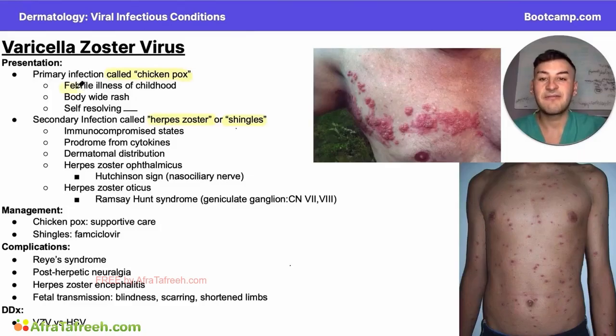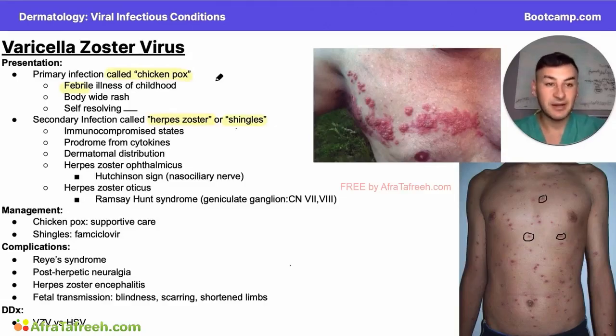It is a febrile illness of childhood. So you're going to have a child presenting with fever and this body-wide rash. This is a diffuse rash. Remember, we talked about the word diffuse meaning body-wide. So if we were to zoom in on each of these papules here, we would see it's a clear vesicular papule overlying an erythematous base, and it is body-wide, okay? These are primary infections, as we mentioned before, and it's important to note that chickenpox infections are self-resolving, so they're going to get better on their own without any medical intervention.